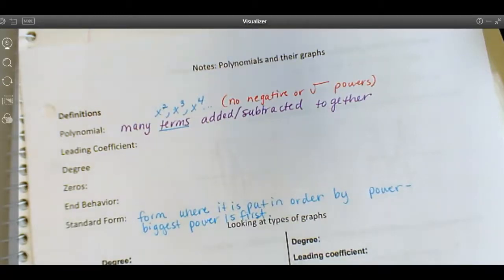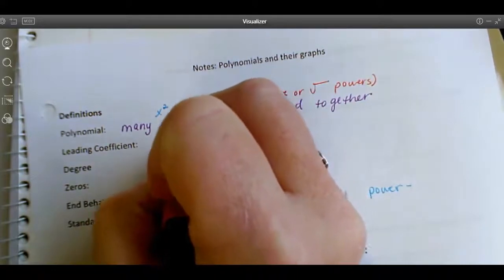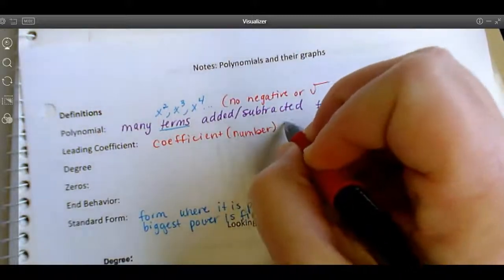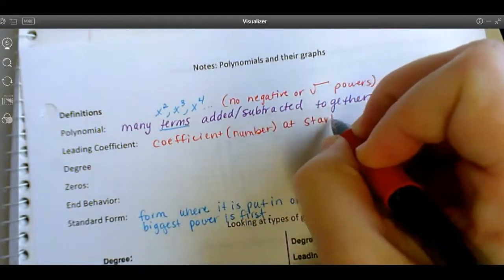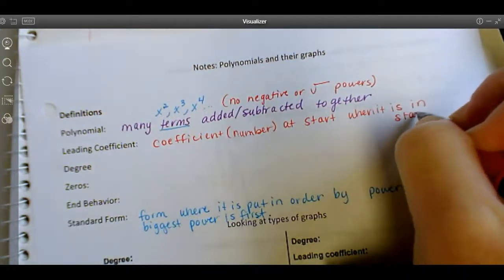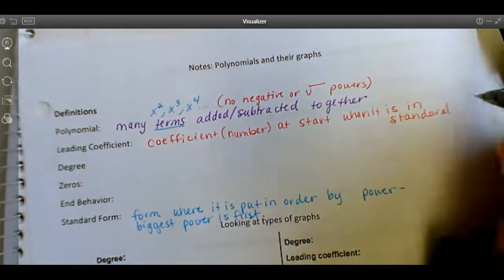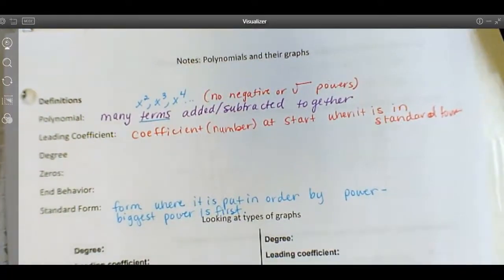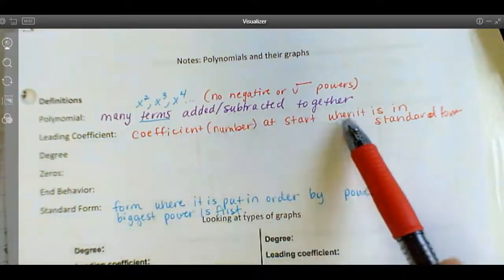Once it is in standard form, the leading coefficient is the coefficient or the number at the start when it is in standard form. I'll show you what that means when we do some examples. But basically what that means is you have to put the polynomial in standard form, and once you have put it in standard form, then the coefficient is the number that's at the beginning.